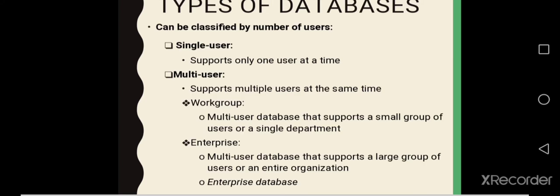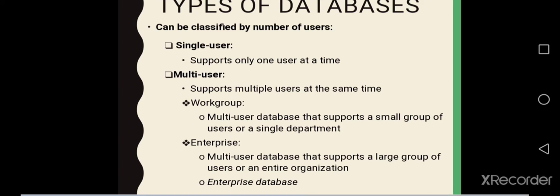Moreover, there are different types of databases. First, databases can be classified by number of users. Databases can have a single user or multiple users. When we say single user, a database supports only one user at a time, like a single user database running on a personal computer. Always remember, single user means the database supports only one user at a time.